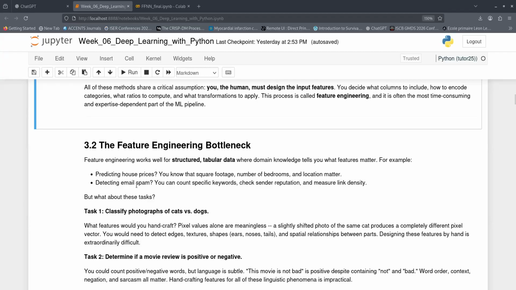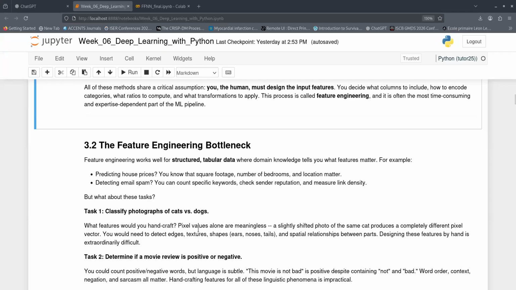You want to detect email spam, maybe. So you can count specific keywords, check sender reputation, and measure link density. Those are structured tabular data where domain knowledge tells you what features matter. But what about this task? If you want to classify photographs of cats versus dogs, are you still using structured or tabular data? So what features would you craft?